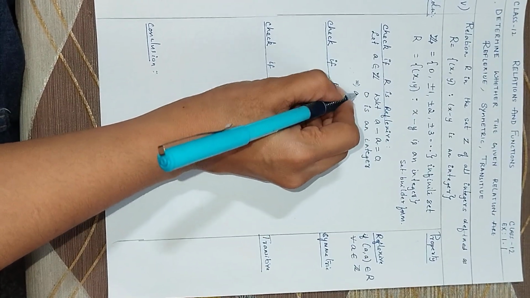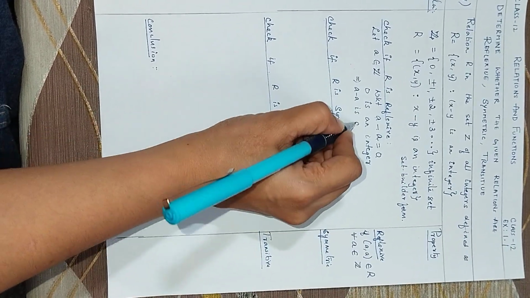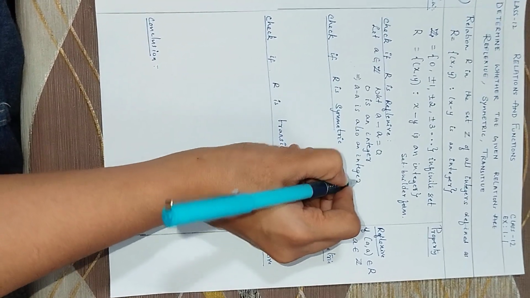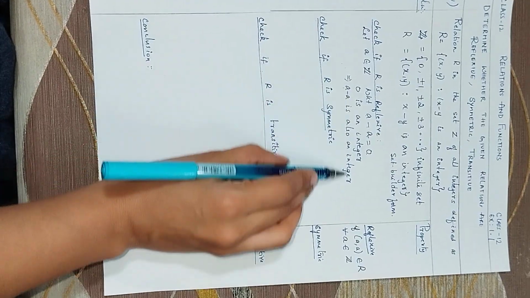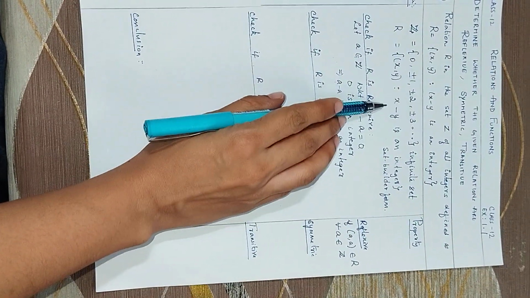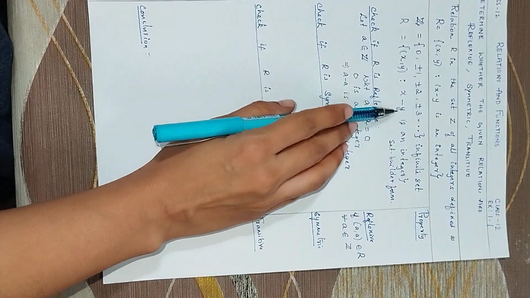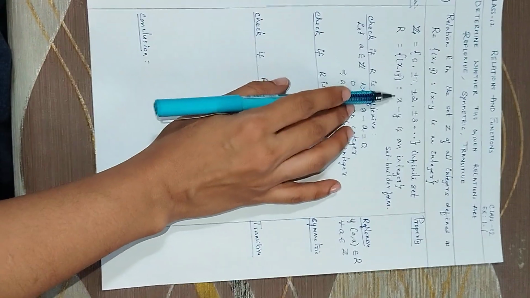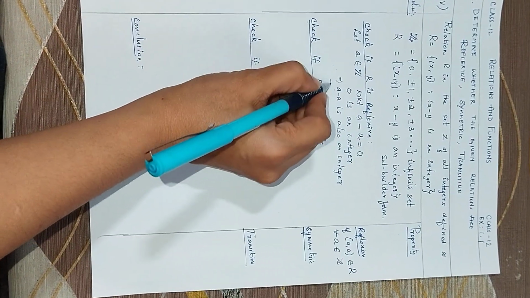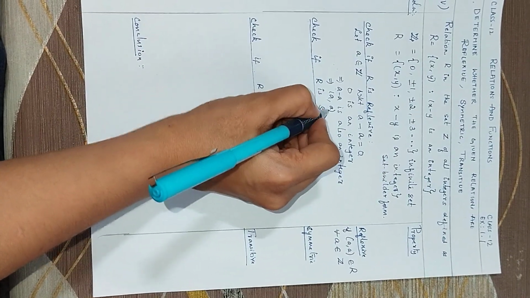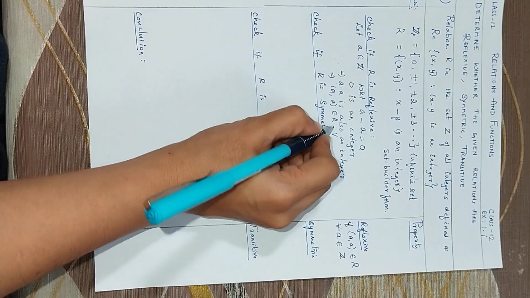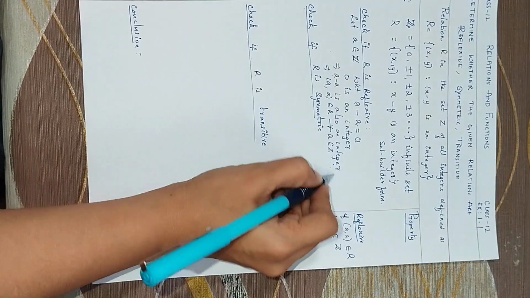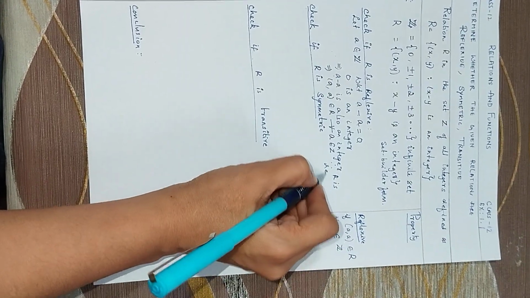So this implies A minus A is also an integer, right? So is it satisfying this property? A minus A is an integer. That means it got the permission here to exist in this relation. So we can clearly say that A comma A belongs to R for all A belonging to Z. So therefore we can conclude that R is reflexive.